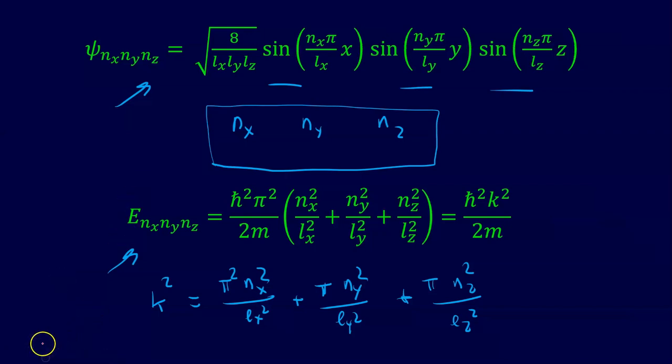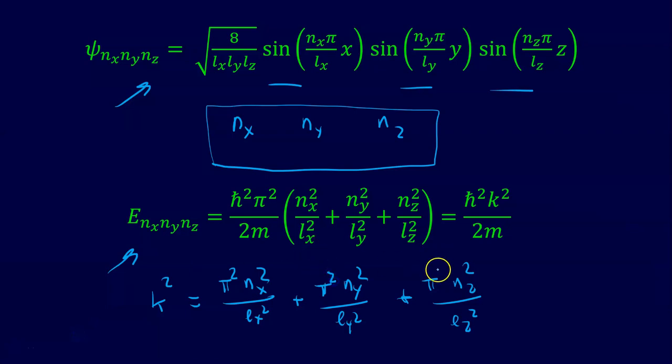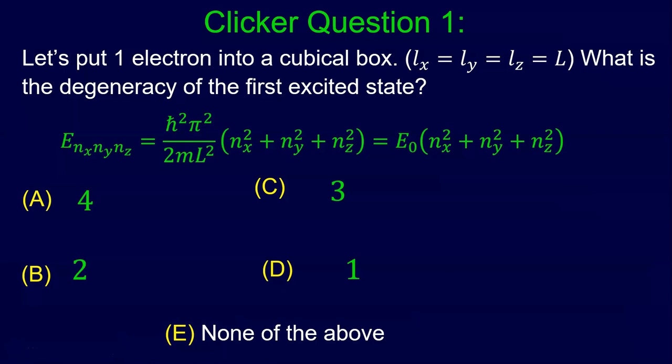Yes, this is our starting point, and just to be clear, these should be pi squared, these two pieces here. Okay, so here's a question just to help us better understand the system. Let's put one electron into a cubical box, and that makes this a little bit easier. We've been doing this for the general case where the three sides can be different. Let's assume they're all the same. If that's true, then this energy equation simplifies a little bit. We can pull the pi squared and the L squared out and then just write it in terms of these three quantum numbers.